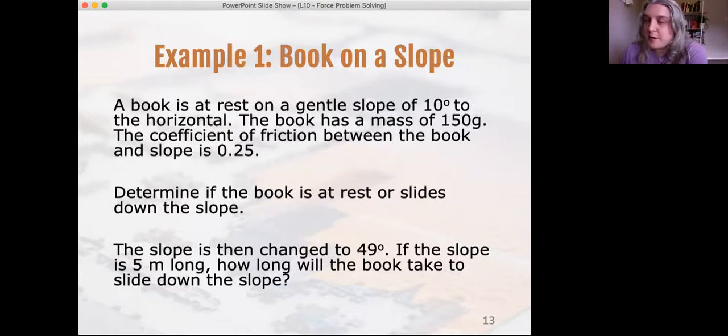So that's my first thoughts. That's before I've even written anything, just from reading the question. So let's jump over to the document camera and let's work through this properly in full.